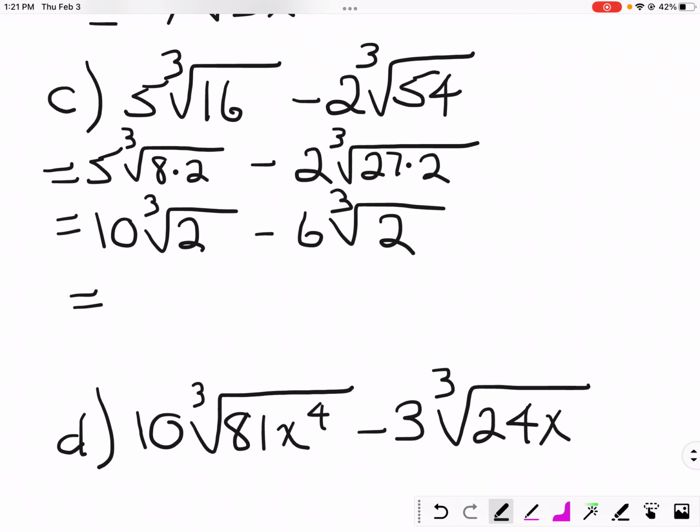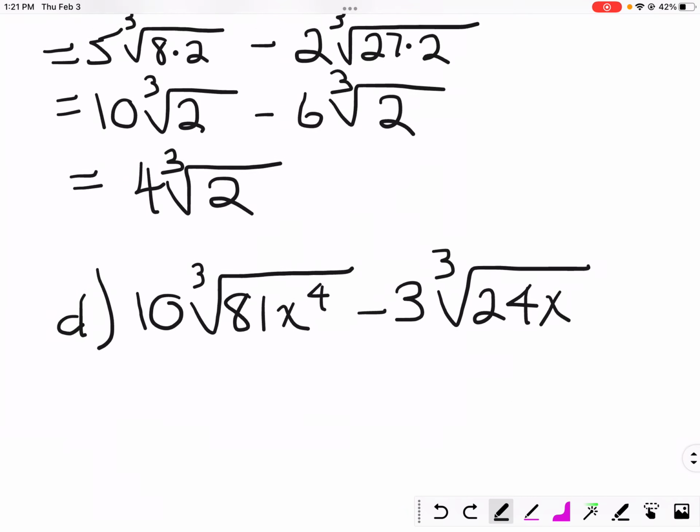10 cube root of 2 minus 6 cube root of 2, this is just like terms, only it's like radicals, becomes 4 cube root of 2. Notice my index is always sort of inside that little crook, so to speak. It's inside there.